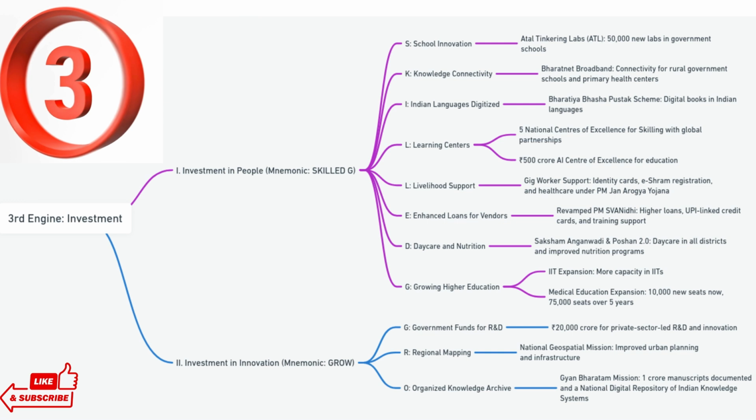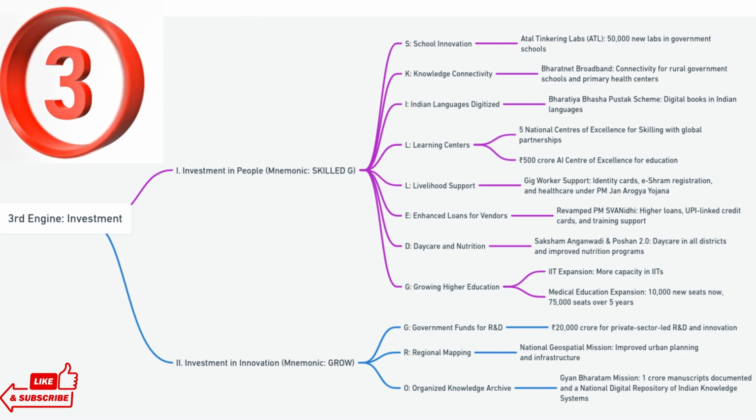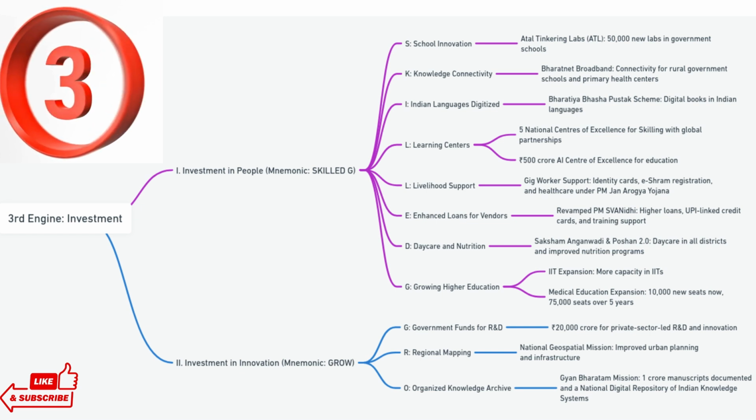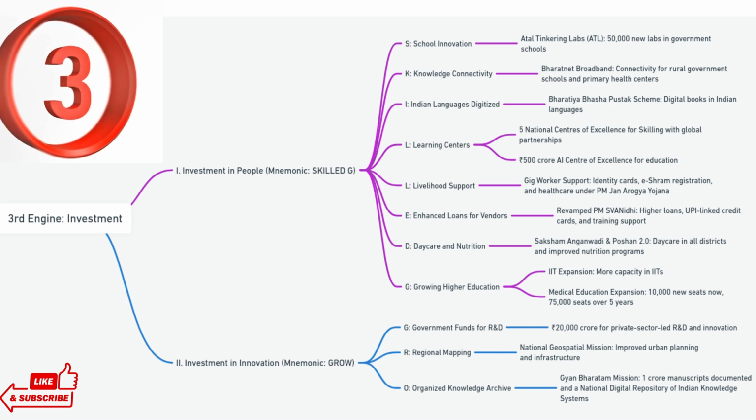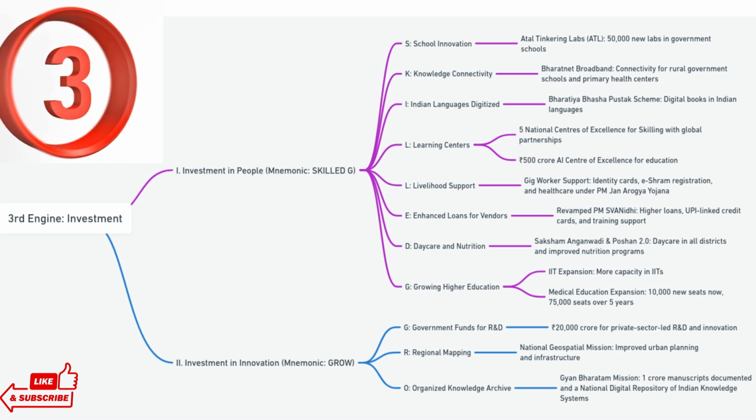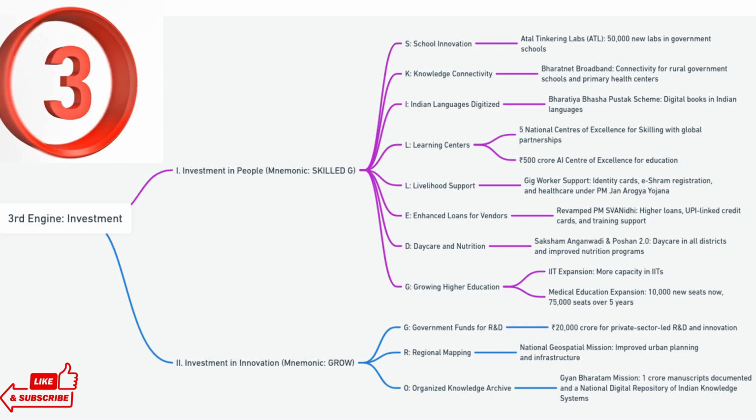So friends, with this mnemonic GROW, we've covered the investments in people and innovation that will power India's growth. This budget isn't just about financial allocations, it's about building human capital, digital infrastructure, and future-ready industries. And stay tuned, next up is the fourth growth engine, exports.